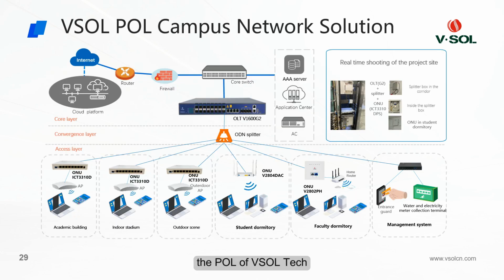The POL of VSOL Tech adopts the GPON solution architecture. The OLT is the aggregation network element, and it is deployed in the core computer room. From the core computer room to the users, the middle layer adopts a passive optical splitter, which does not require independent computer room deployment and power supply. The ONT is close to users and is connected to users through a copper wire.